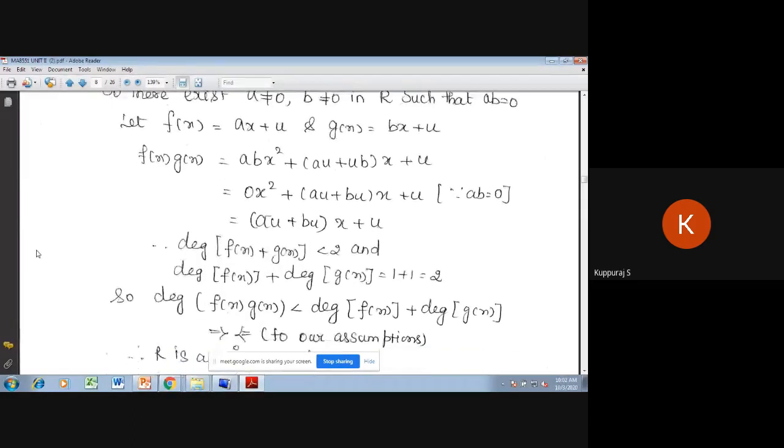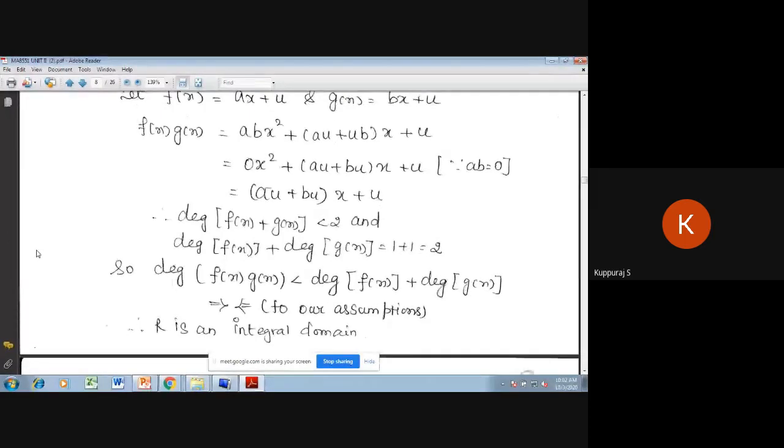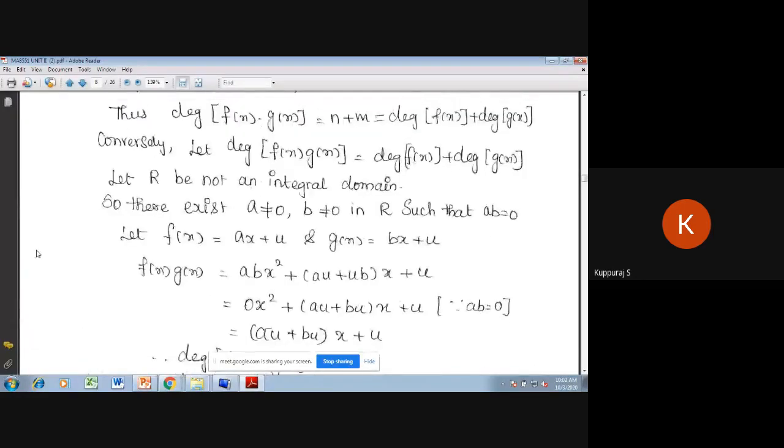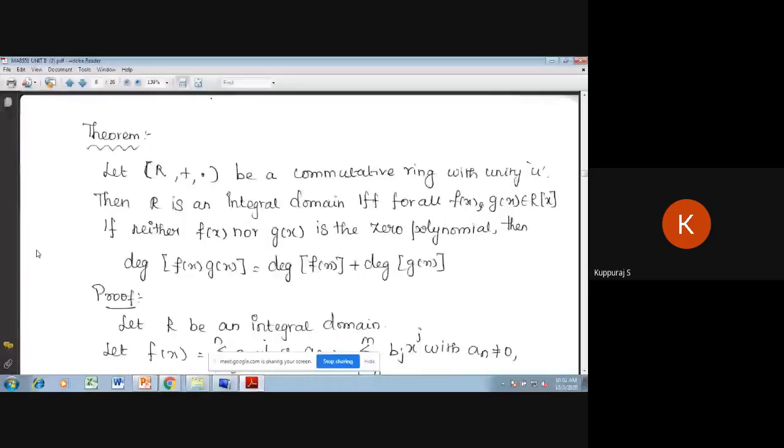we received the contradictory assumption, degree of f of x into g of x, which is less than degree of f of x plus degree of g of x. So our assumption is false. The correct assumption is the set of all real R is an integral domain. Capital R is an integral domain, which is an important theorem in the unit.